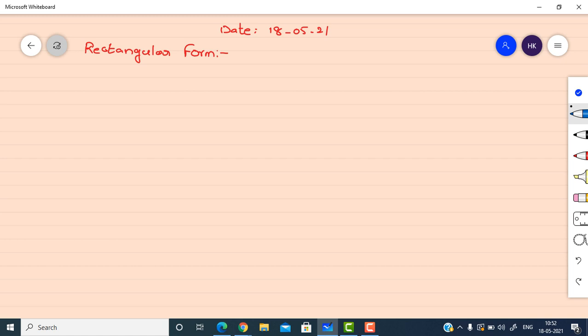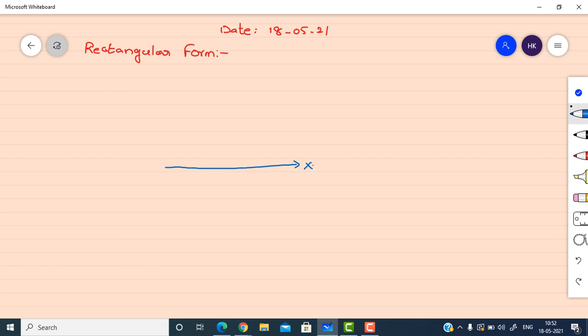See the rectangular form, or rectangular coordinate system, to represent the phasor. Mathematically, any alternating quantity can be divided into two components, those are x component and y component. So your phasor is nothing but the alternating quantity, and that phasor we are now representing in the rectangular form. So let's see.